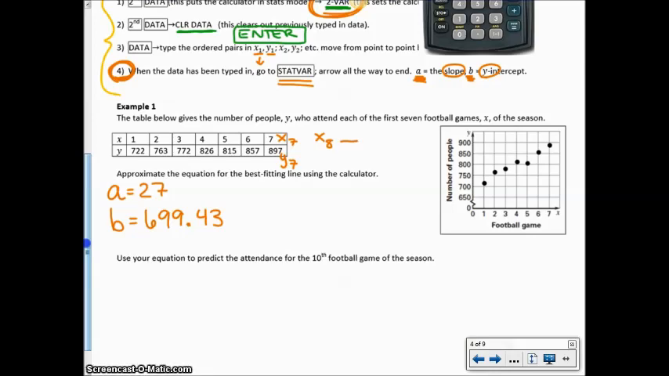So then you can write your equation. It says approximate the equation for the best fit line using the calculator. That's what we just did. So y equals 27x plus 699.43. Okay, so that's your actual equation.